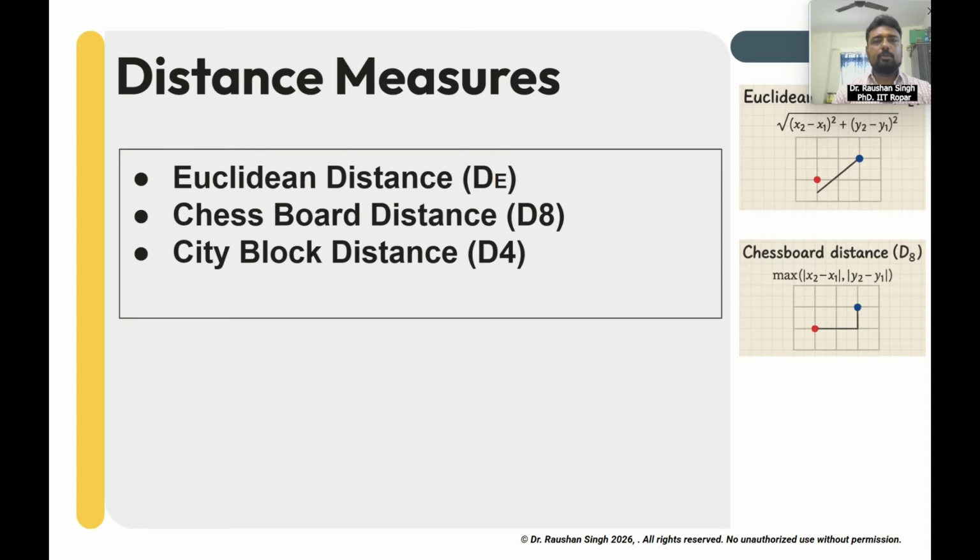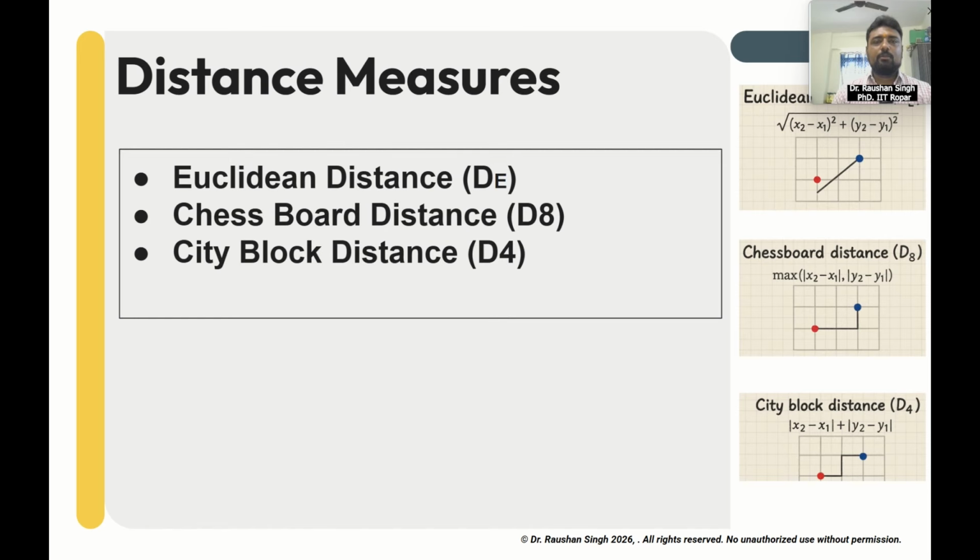Then chessboard distance. You know how the king moves in chess. Only one step, but in any one direction, diagonally or straight or whatever direction it is. So that is chessboard distance. And city block distance is nothing but how we move our car in the streets. So this is also called Manhattan distance.